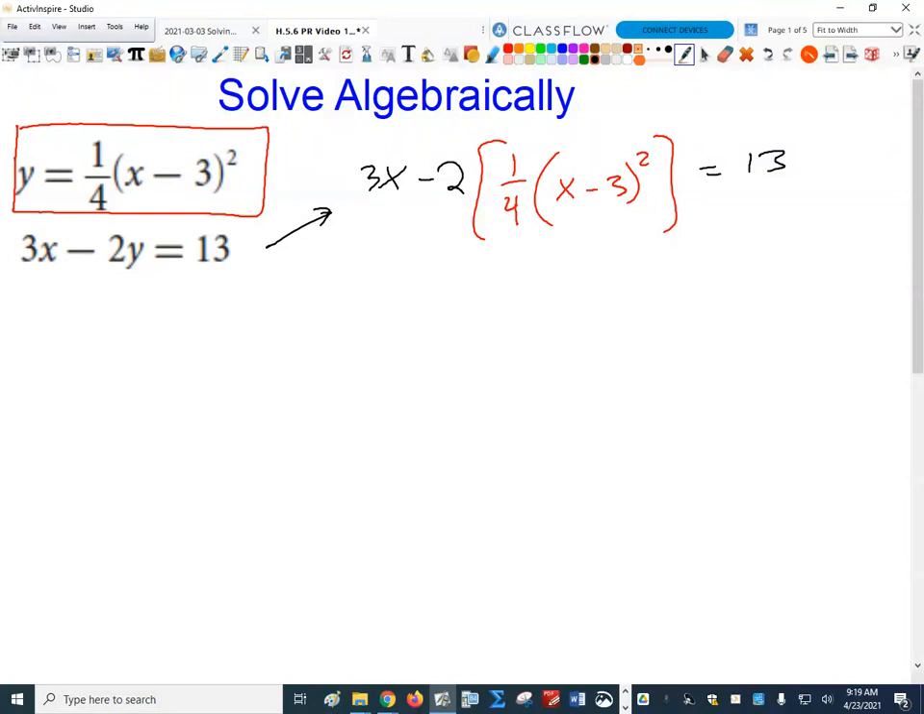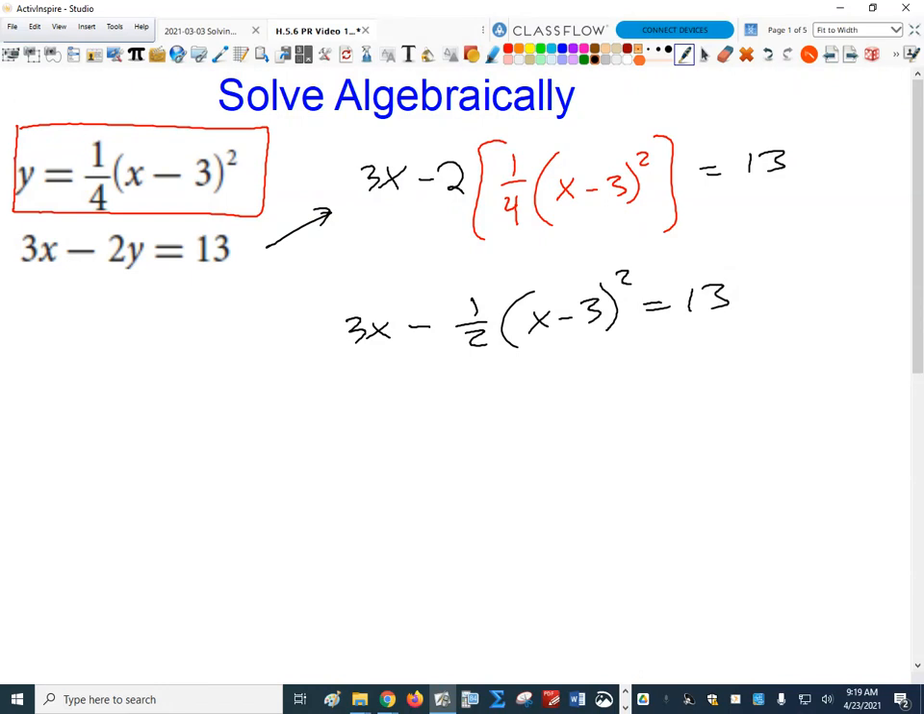So look here, I've got a product. Do I distribute this? It's not even really distribution, is it? I've really just got three things multiplied together. I've got a negative 2 times a 1/4 times this quantity squared. I multiply things in pairs, right? So which two factors should I multiply first, probably? Maybe those two, right? What's negative 2 times 1/4? That's just negative 1/2. So we end up with 3x minus 1/2 times the quantity x minus 3 squared equals 13.